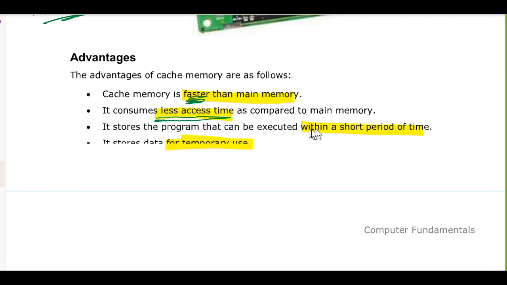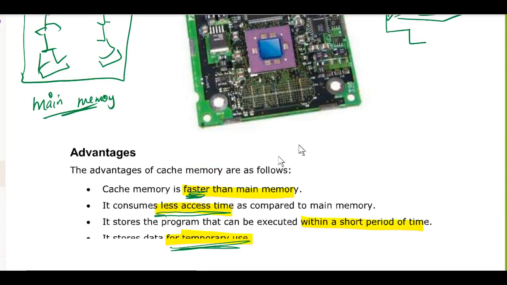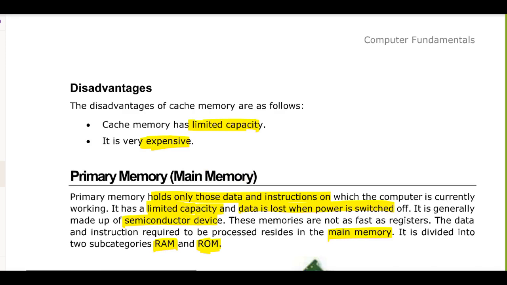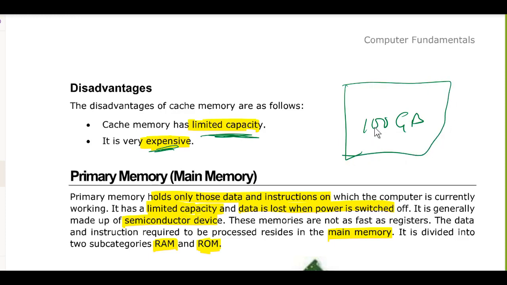It stores the programs that are being executed within a short period of time. It is normally used for temporary use, just like the mouth. You are storing the food temporarily there for chewing. The disadvantage with cache memory is that it is very expensive and normally very small. So you cannot have about 100 GB of cache memory. We talk about 1 GB, 2 GB of cache memory maximum, and you find devices that even have 512 MB of cache memory, even less. So it is normally very limited.